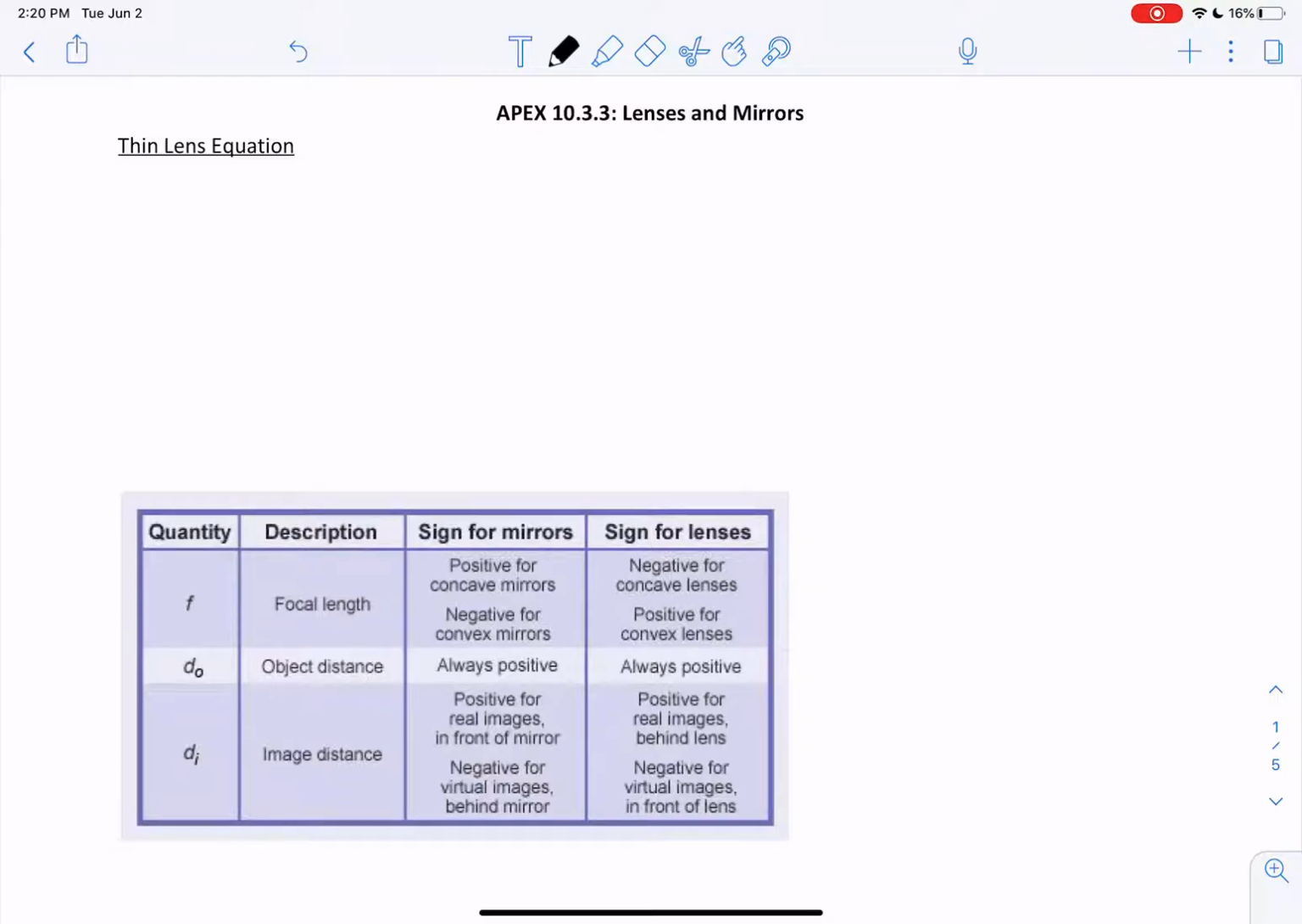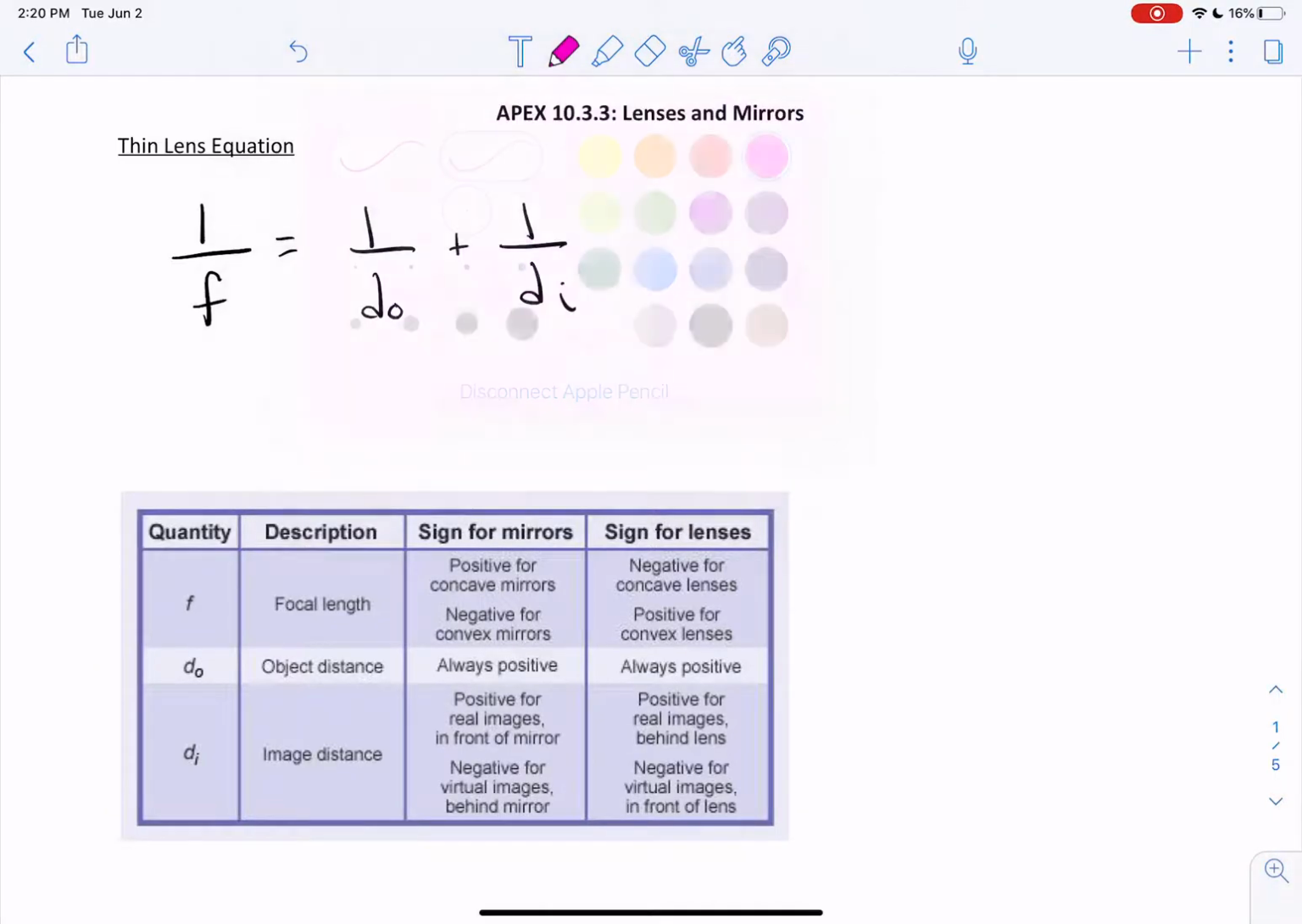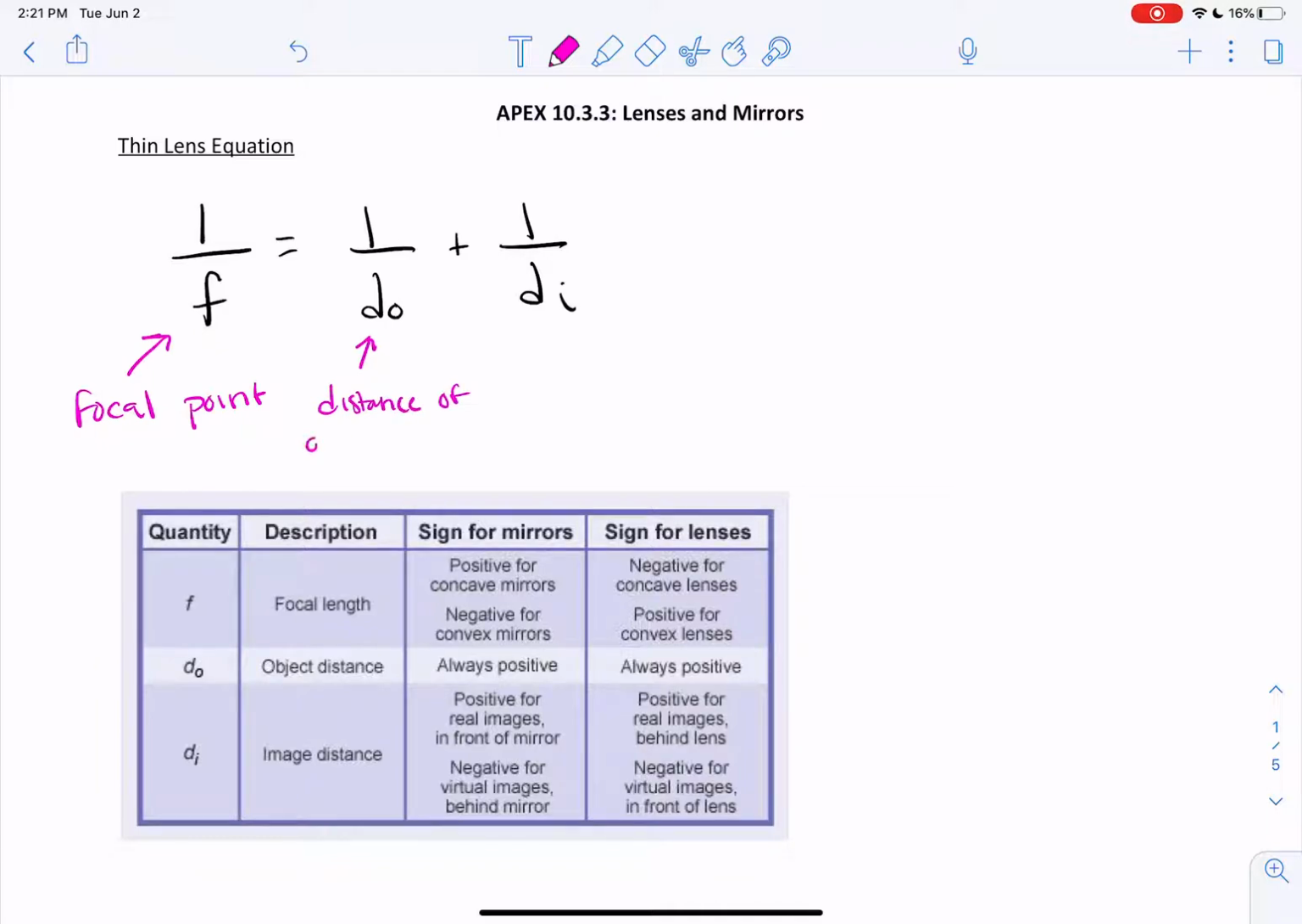Okay? So the thin lens equation is this. It says 1 over f equals 1 over do plus 1 over di. Okay? So in this equation, we have f is our focal point, which we know is the point where light would converge for that lens or mirror. Do is the distance of your object from the lens or mirror. And di is the distance of the image from the lens or mirror. Okay, so even though this is called the thin lens equation, you can use it for both lenses and mirrors.